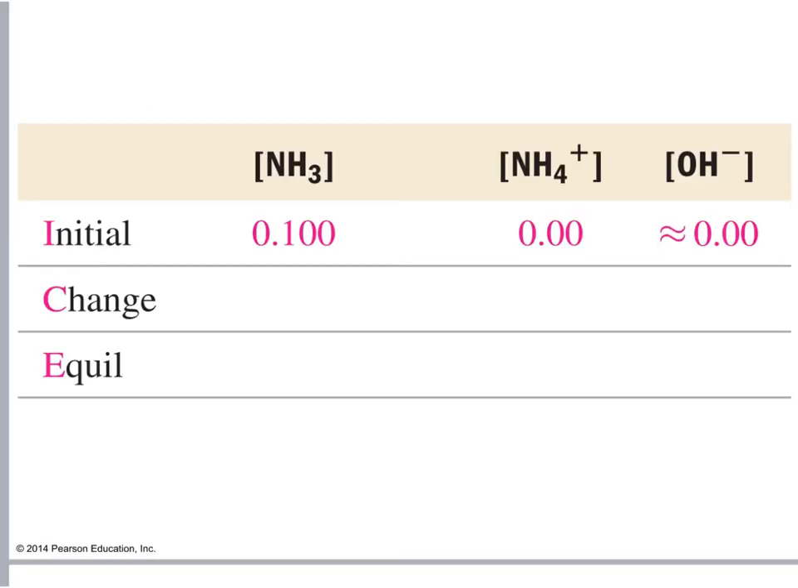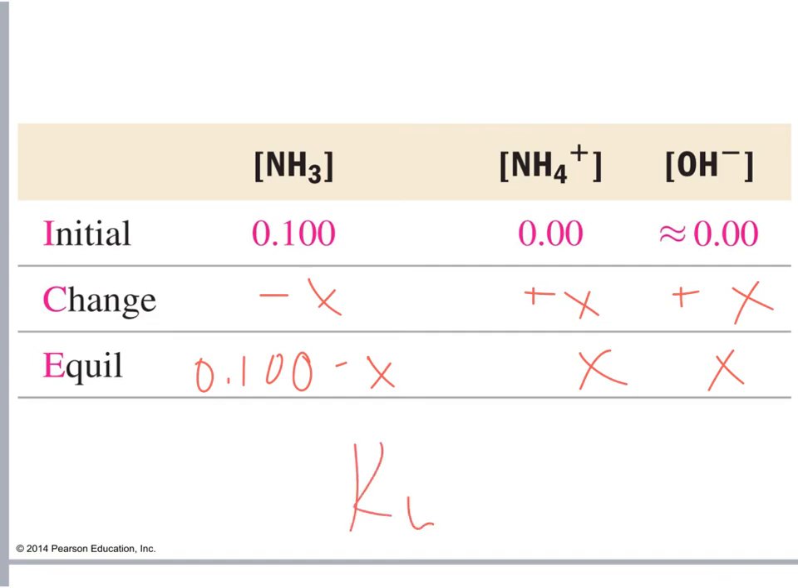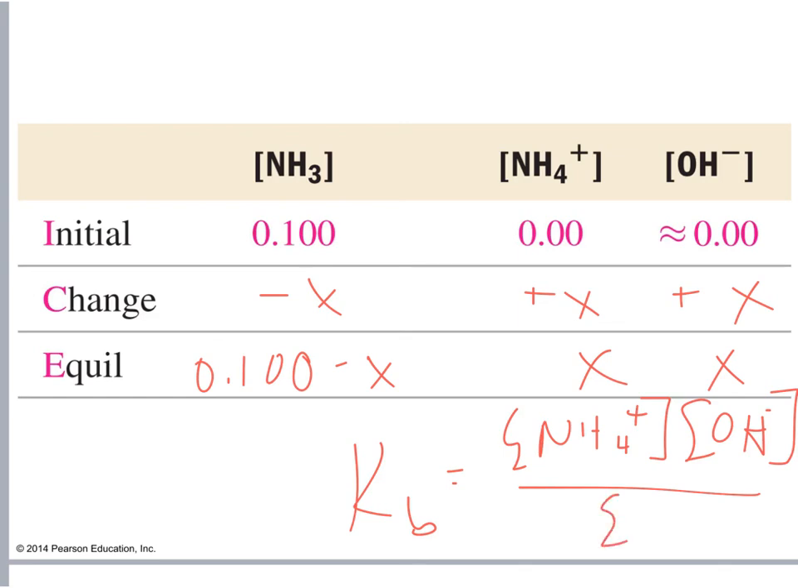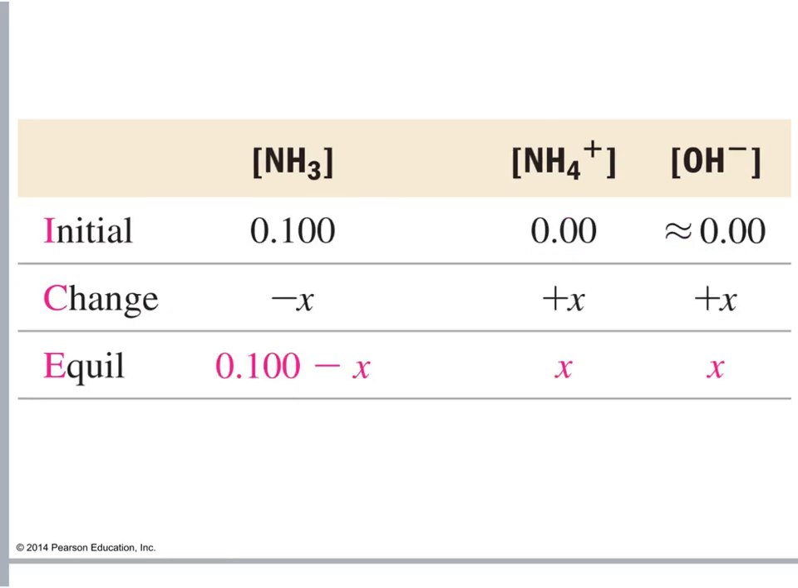Can do the same thing with ice tables, right? Minus x, plus x, plus x, right? And then that becomes 0.100 minus x, x, and x. And now if we have something that we describe as a Kb, the Kb is equal to NH4 plus concentration times OH minus concentration over NH3 concentration. Okay, so here it is solved on the slide.